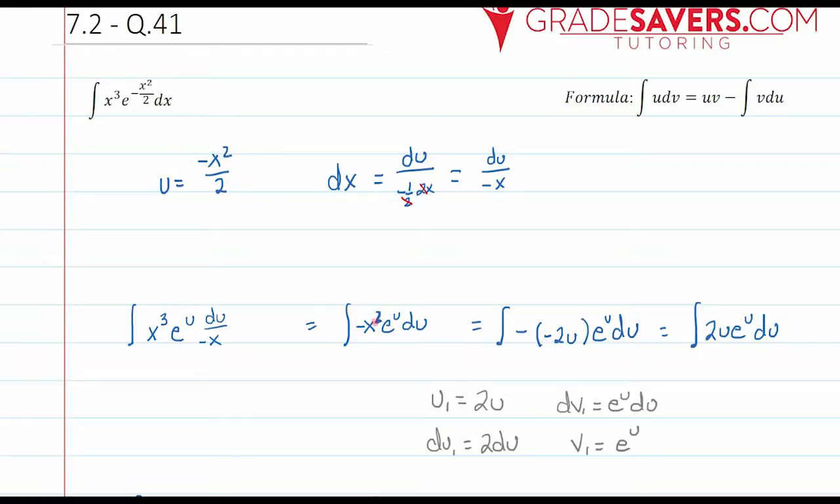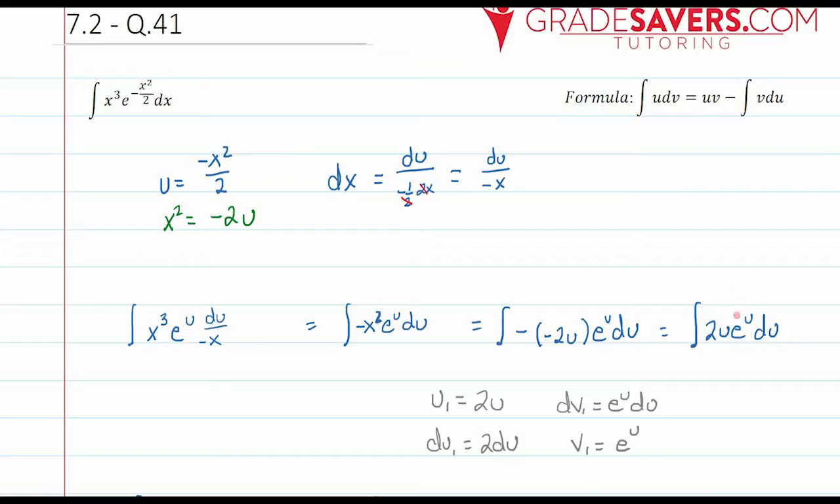Here there are two different variables, but we need to get rid of the x variable. So we need to look back to our original u and see if there's an appropriate substitution we can make. Well, if we rewrite this and solve for x, it turns out that x squared is equal to negative 2u. So that's what we can substitute here. So now it becomes negative multiplied by negative 2u e to the u du. And when we simplify this, the negative times negative becomes positive, so we are left with 2u times e to the power of u du.